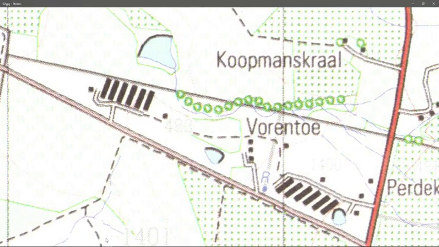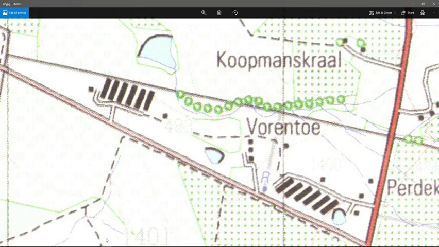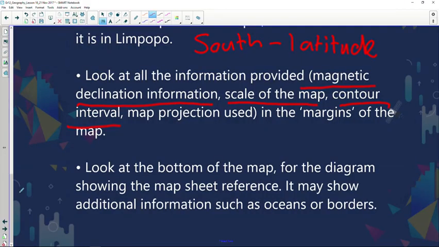Now what are the contour lines? It's all these brown lines. They represent altitude, height above sea level. It shows you the height above sea level, and the interval is 20 meters. Now if you look at the bottom of the map, there's a diagram showing the map reference. It shows you additional information such as oceans and borders if they are situated close to it.